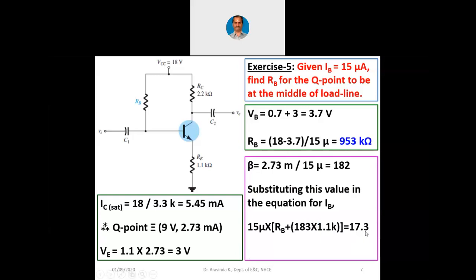When you solve this equation, RB equals (17.3 minus 3.02) divided by 15 microampere. This 3.02 is nothing but this 183 into 1.1K. So, divided by 15 microampere, you will get the same value as 953 kilo ohms, or slightly lesser, maybe 952 kilo ohms. You will get minor differences there, but that can be ignored always, because when the value is around 900 kilo ohms, that 1 kilo ohm, 2 kilo ohm difference does not matter. So, this is how we can solve this problem.